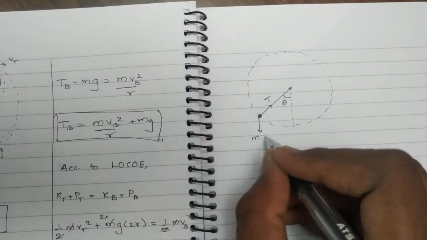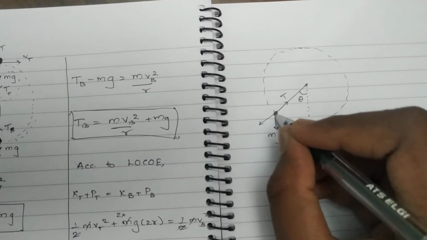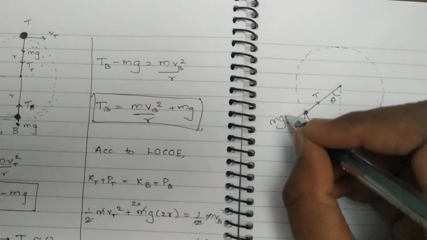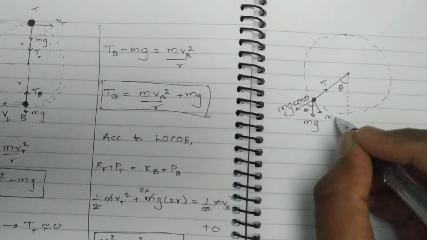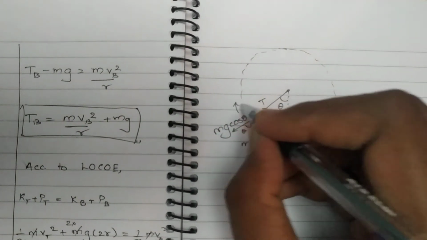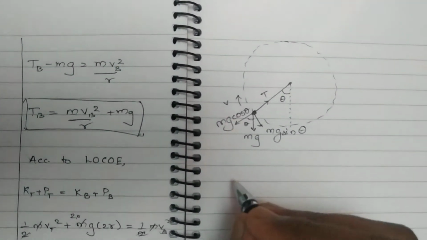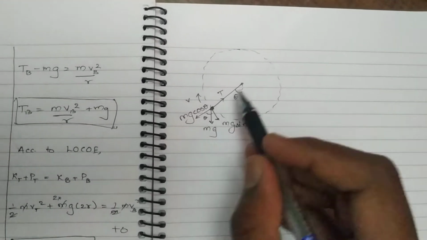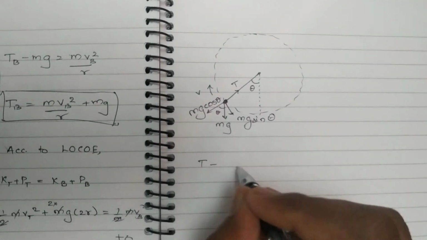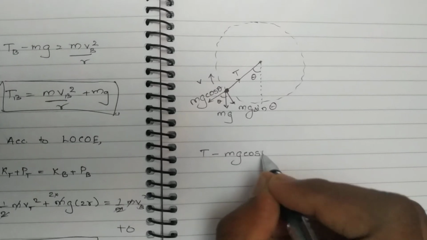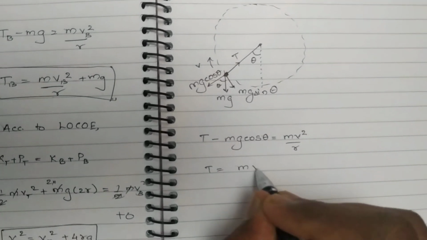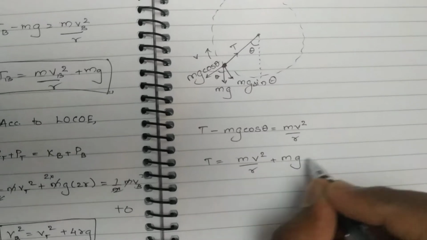Here I have mg. Since this is theta, I can resolve mg into two components where this will also be theta due to the corresponding angle theorem. Since this is theta, this component will be mg cos theta and the other component will be mg sin theta. Now, if this body is moving with a velocity of v, again the same logic applies. The forces acting along the radius towards the center are termed the centripetal force. That means T minus mg cos theta is equal to mv square upon r. As simple as that. This gives T is equal to mv square upon r plus mg cos theta.